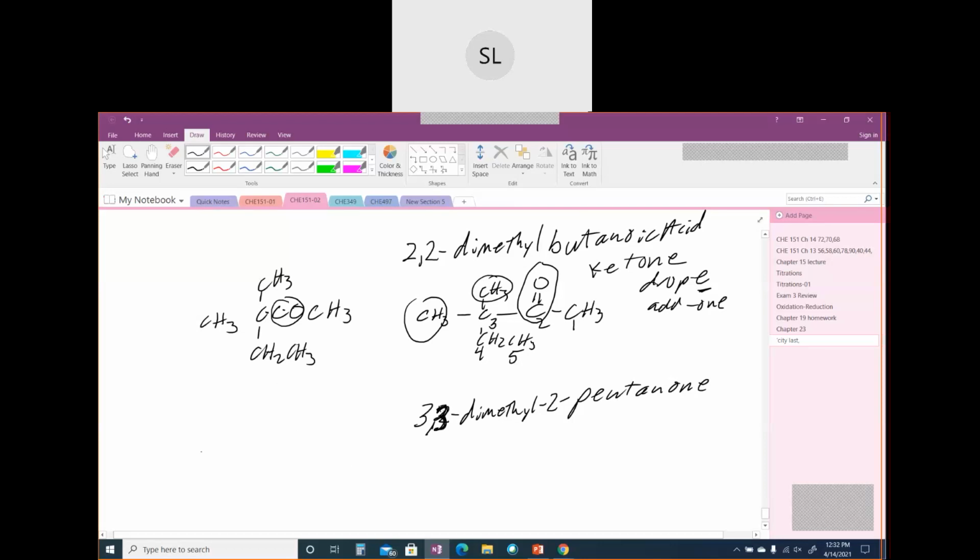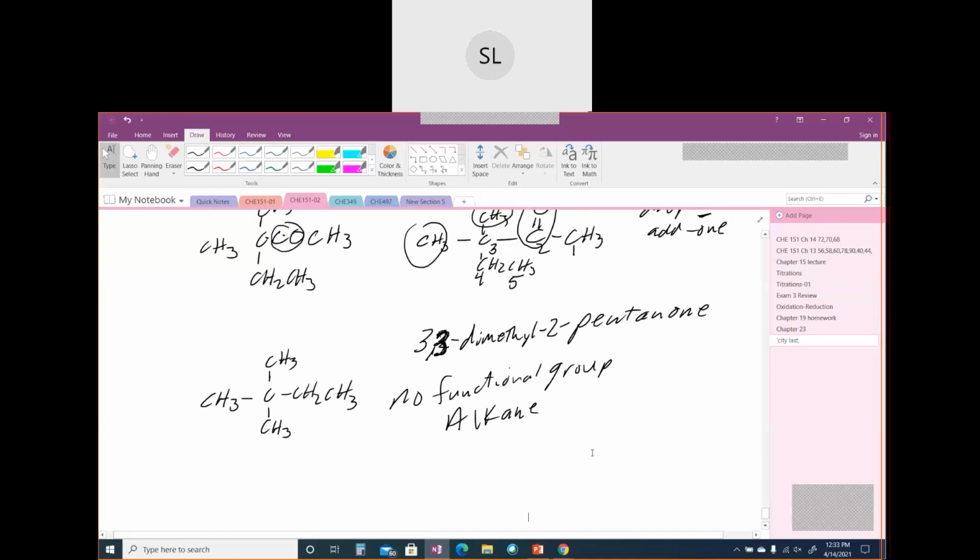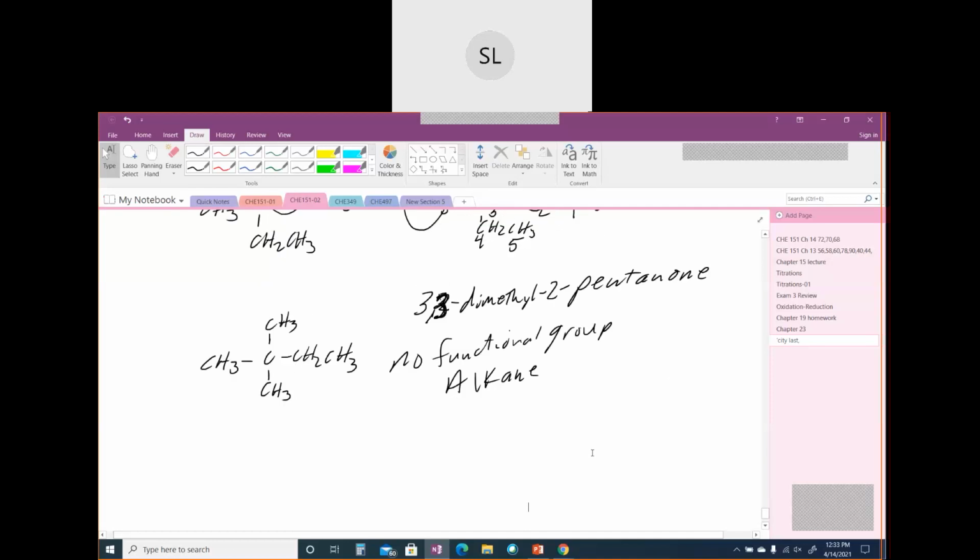The next one has CH3. Then a C, CH3 up, CH3 down, CH2, CH3. When it says to circle the functional group, here is one where there is no functional group. There is nothing to circle. That is an alkane. How do you recognize an alkane? Absence of functional groups. There's no double bond for an alkene, triple bond for an alkyne. And so that is no functional group. That's an alkane. So now you just have to get the longest carbon chain.